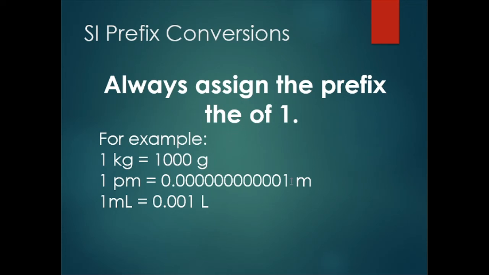Picometer, 11 zeros, a 1, and a meter. Okay, well, the 1 goes with the prefix. 1 milli, right, and what it's defined as, right, on the other side, 0.001 on this side. And they're both liters, so we keep them on both sides.